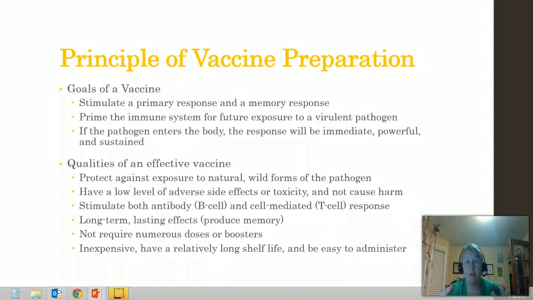Qualities of an effective vaccine are very similar to antibiotics. We want them to be safe and non-toxic. We want them to work. And most importantly, we want them to be cheap and easy to administer. These are the main aspects of effective vaccines. So make sure you understand those, because inexpensive, long shelf life, and easy to administer are all keys in making sure that we can deliver these vaccines to populations around the world.